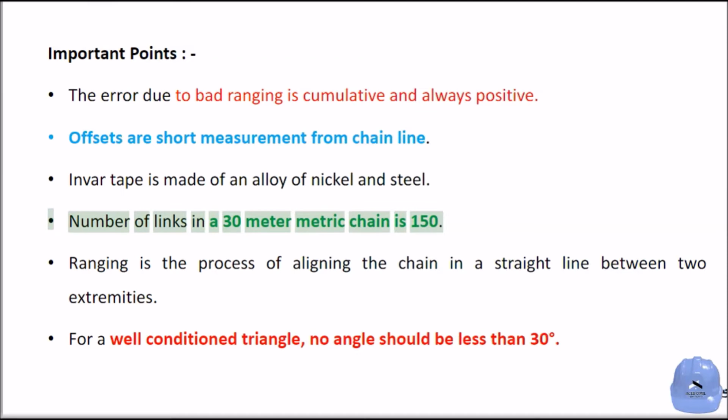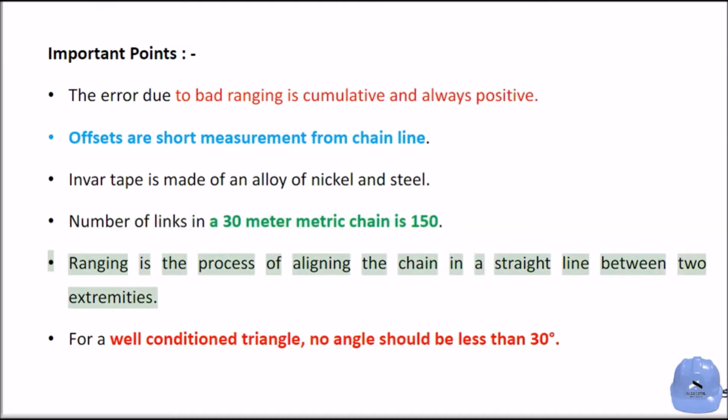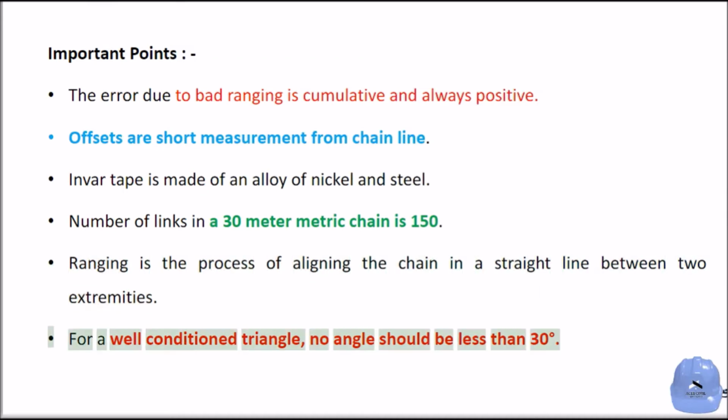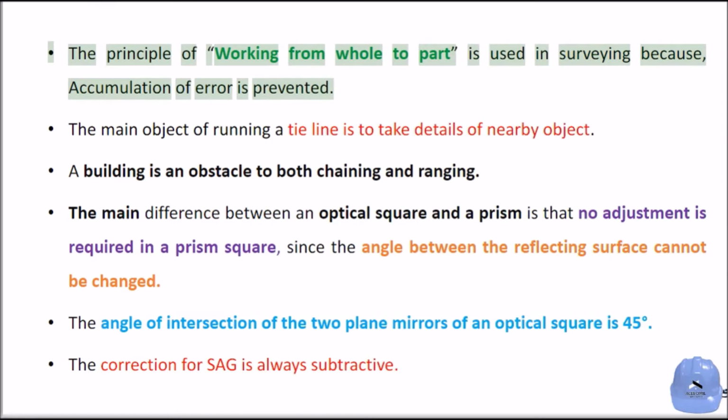Number of links in a 30 meter metric chain is 150. Ranging is the process of aligning the chain in a straight line between two extremities. For a well-conditioned triangle, no angle should be less than 30 degrees. The principle of working from whole to part is used in surveying because accumulation of error is prevented.